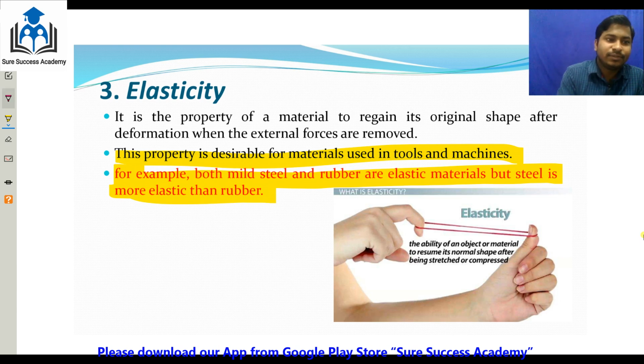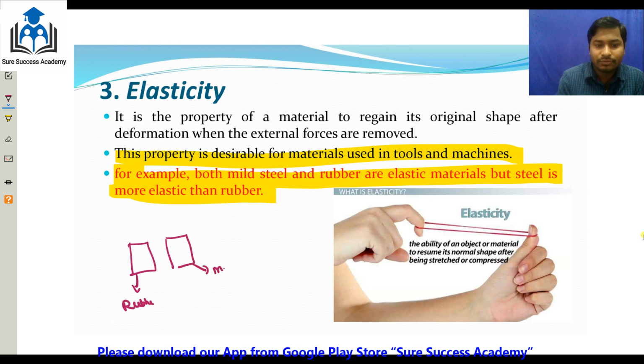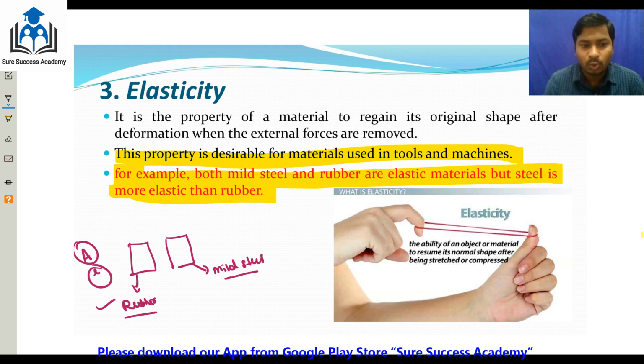If you take one rubber piece and one mild steel piece of the same area and the same length, and apply the loads, the mild steel is more elastic as compared to the rubber.